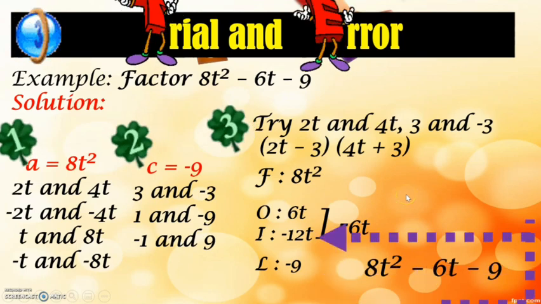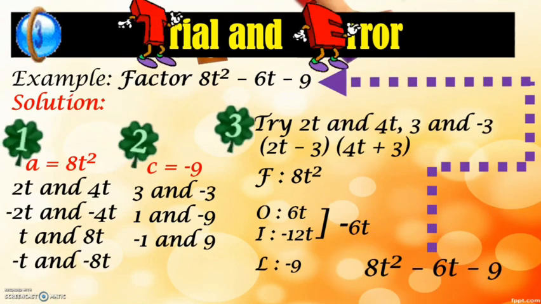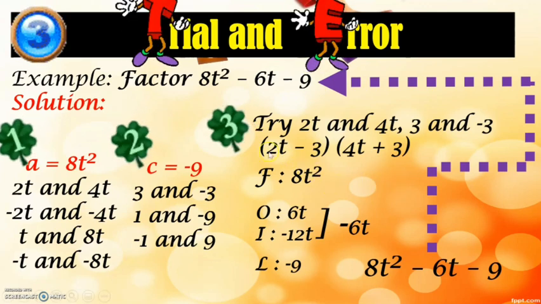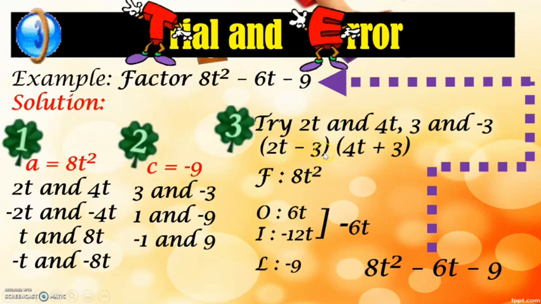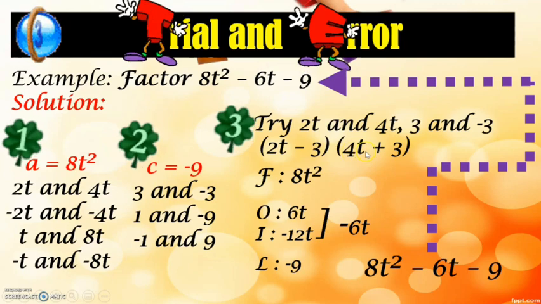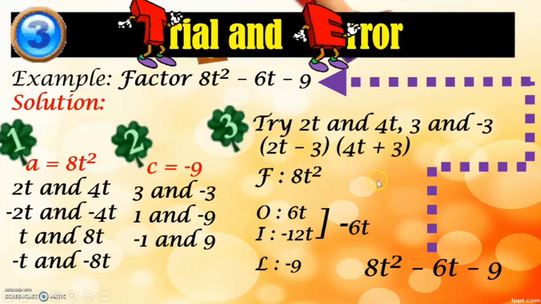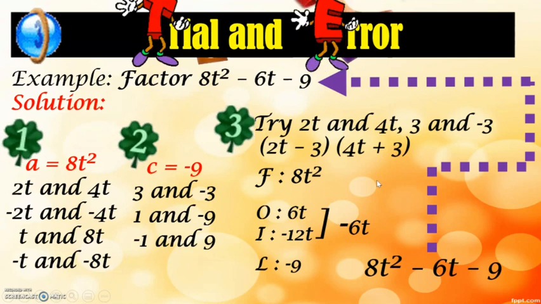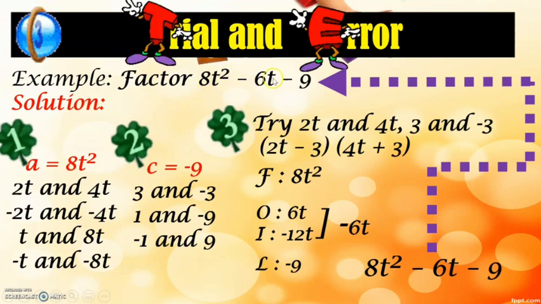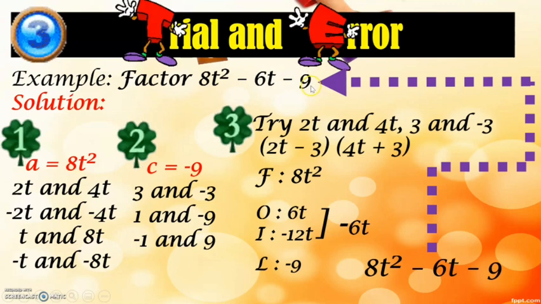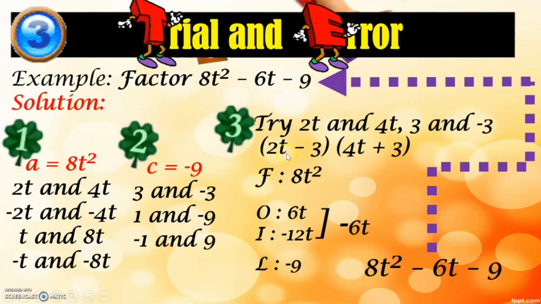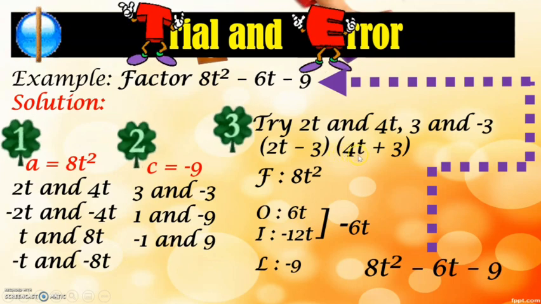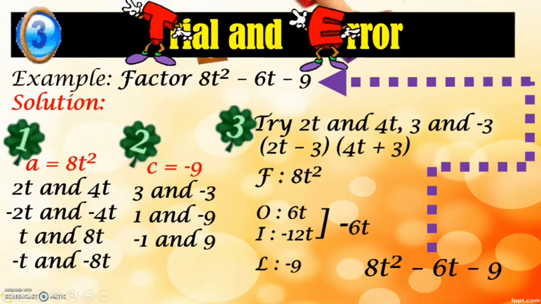Again, we return to the original or the given trinomial. So we conclude now that 2t minus 3 multiplied by 4t plus 3 are the factors of the given trinomial. Again, what are the factors of 8t squared minus 6t minus 9? That is 2t minus 3 multiplied by the quantity 4t plus 3.